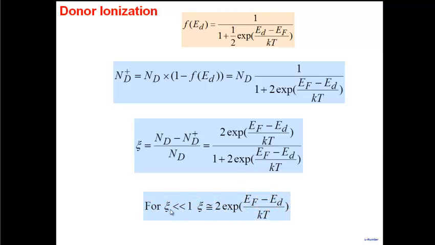We want this to be much smaller than 1. Much smaller than 1 means what? Obviously, this factor must be much smaller than 1. Otherwise, I can't get it. So you can see here that zeta becomes approximately equal to the numerator only, so 2 exponent EF minus ED by KT. All right, so this is the condition that must hold if I want most of my donor atoms to be ionized.